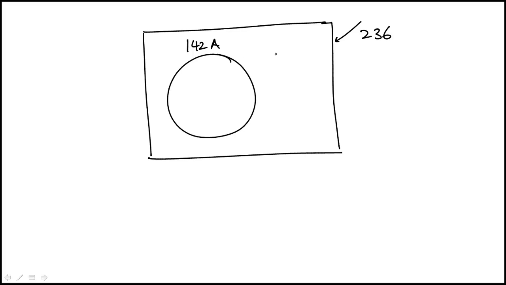So in this problem, I'm going to use a Venn diagram structure to just visualize what they've given us and what they're asking. So this outside box represents the entire class of 236 students. They tell us that 142 took algebra, that circle, and there's an overlap. 121 took chemistry, and there may be some students that took neither.